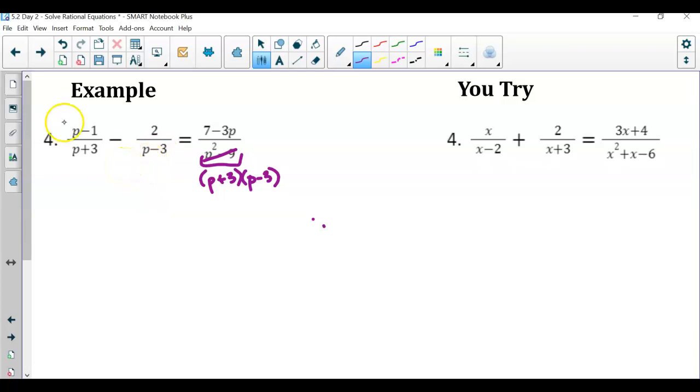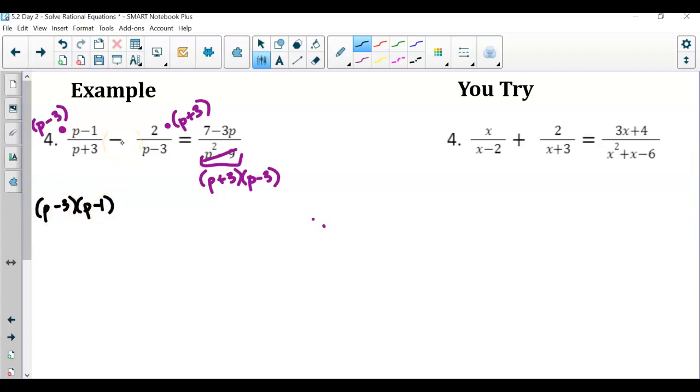So the same thing here to get that common denominator. I'm going to multiply the first rational expression by p minus 3. Then I'm going to multiply the second rational expression by p plus 3. So now I can get that common denominator. And here we've got p plus 3 times p minus 3 already, so no need to multiply 7 minus 3p. So here I've got p minus 3 times p minus 1.